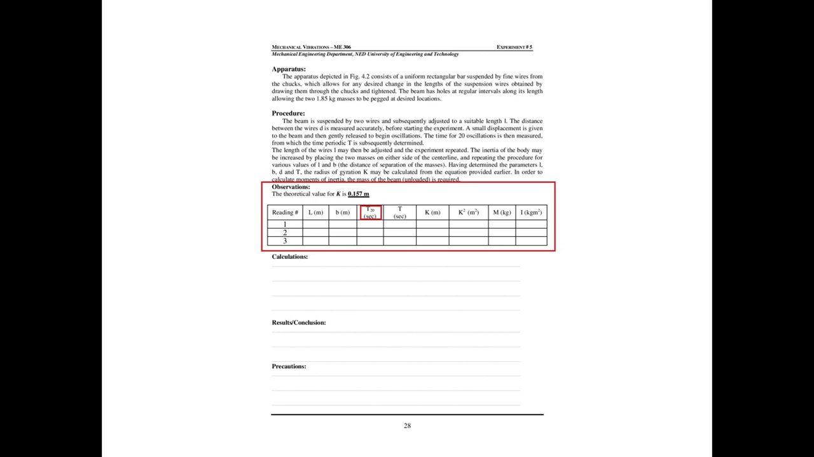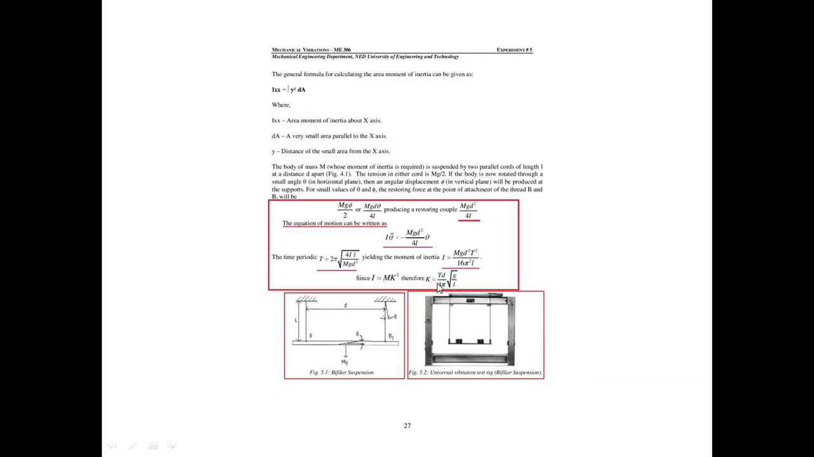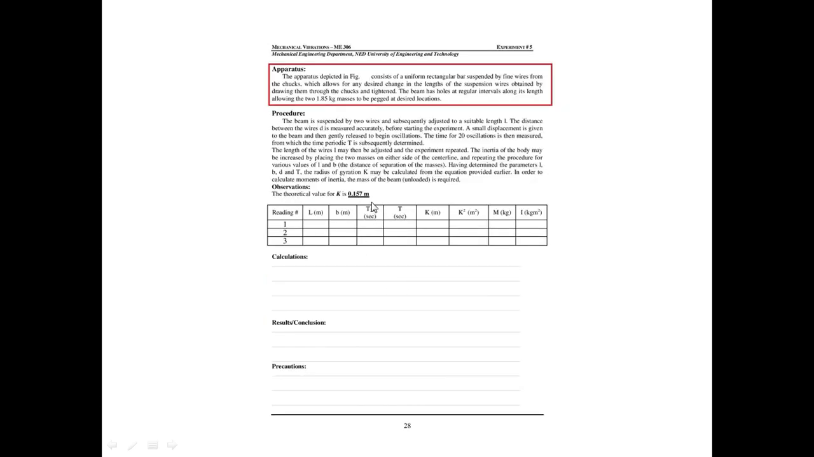So when we get all the values, the time period of one single oscillation, the distance between the two strings, and the length of the string, we can find the moment of inertia of that particular beam using this relation. We can also find the theoretical time period from the mass, the distance, and the length. Putting this theoretical time period in this relation, we will get the inertia. And from that inertia, we can find the theoretical radius of gyration, which is equal to 0.157 meters. So our value of the radius of gyration should be near to that particular theoretical value. So let's start with the calculations.